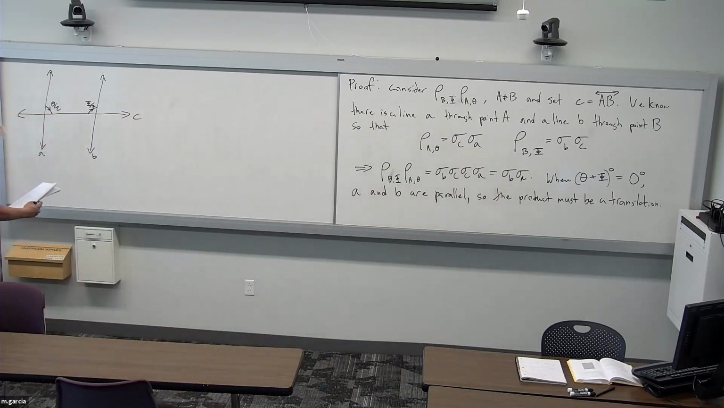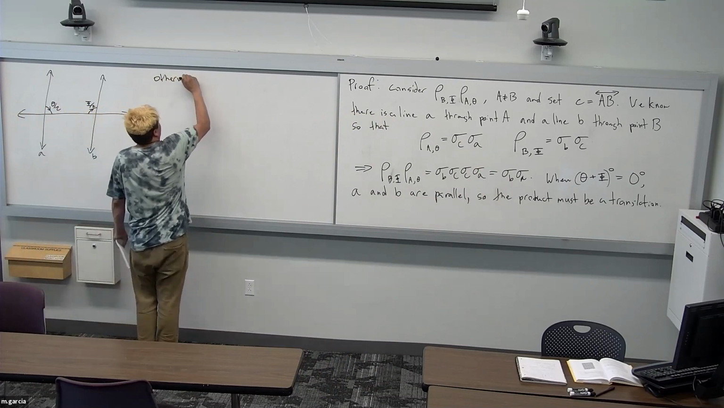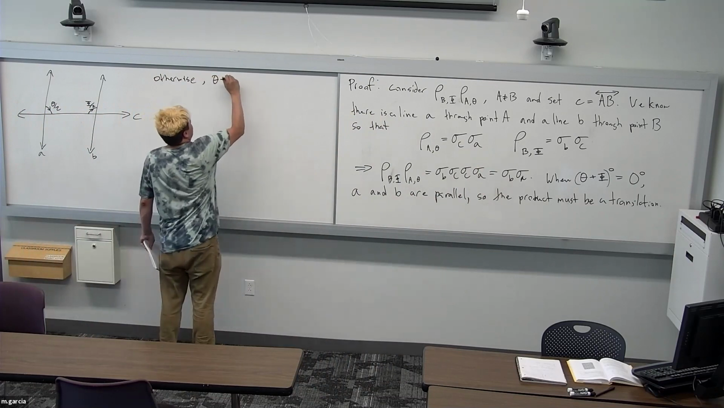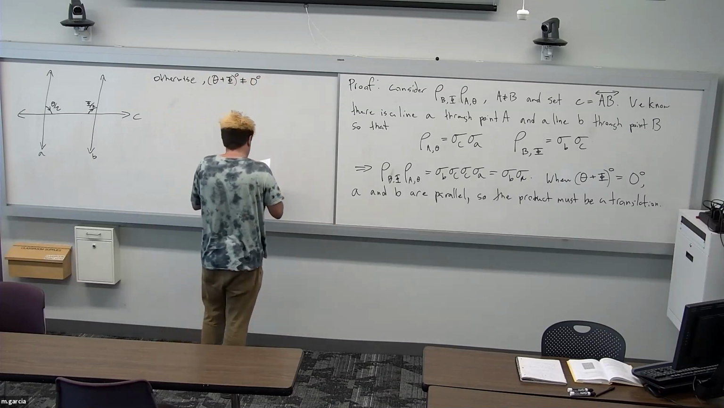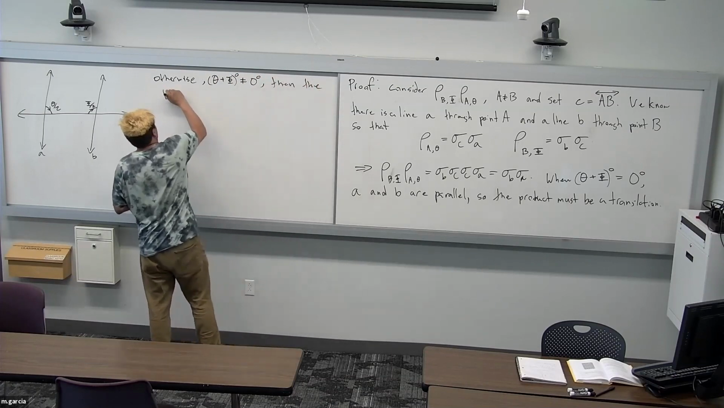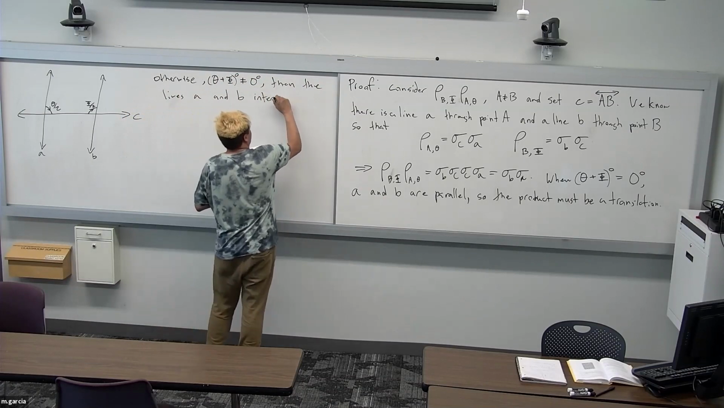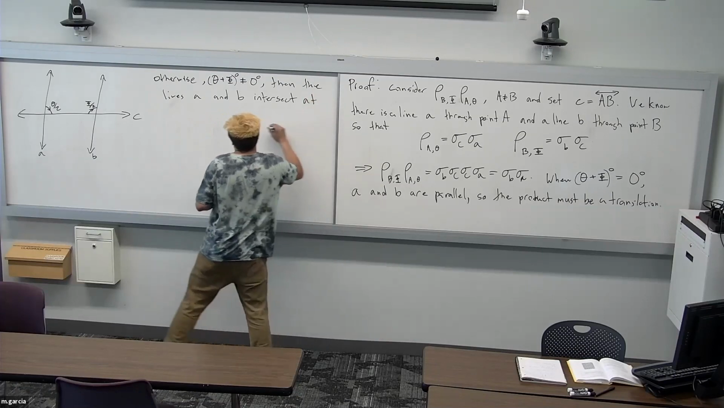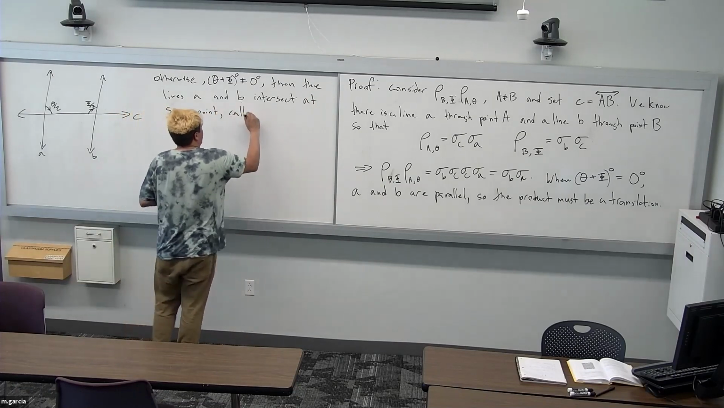Otherwise, if we have theta plus phi degrees not equal to 0 degrees, then the lines A and B intersect somewhere, right? At some point, call it C.